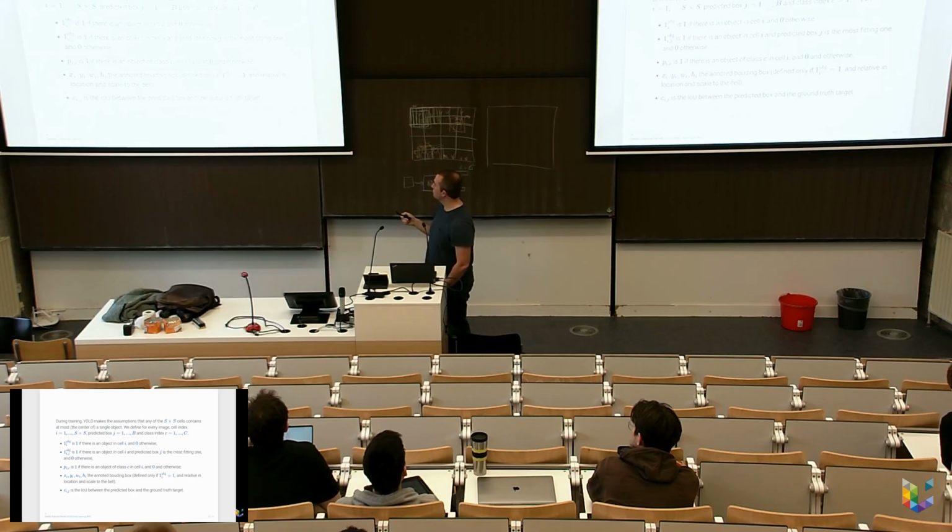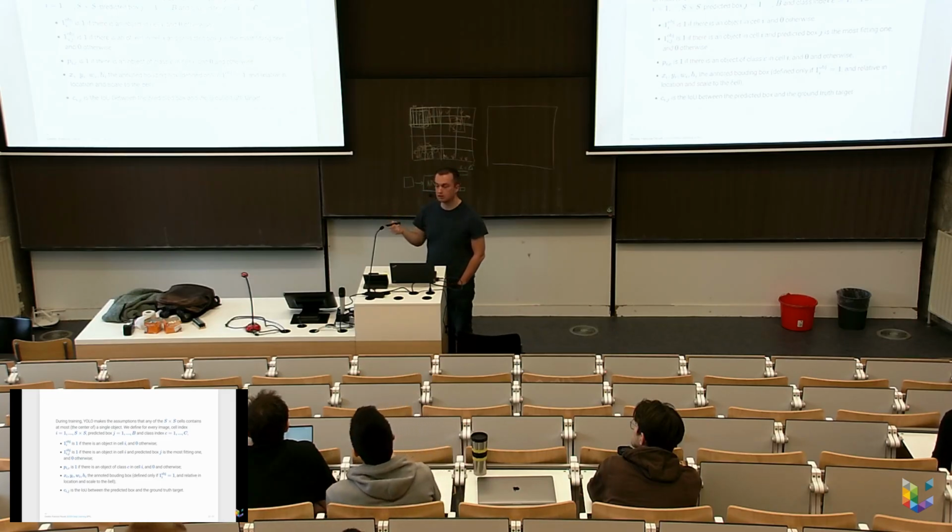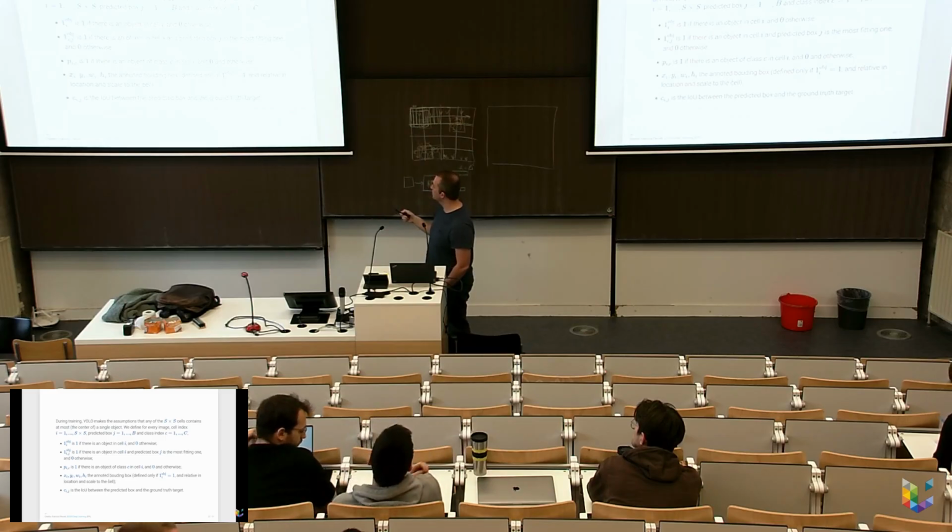Then you have p i(c), which we set to 1 if there is an object of class c in cell i and 0 otherwise. That's something we get from the training set. Then we have the coordinates, which are also something that you get from the training set. And finally, C ij, which is the overlap measured in terms of the intersection over union between the predicted box and the ground truth target.